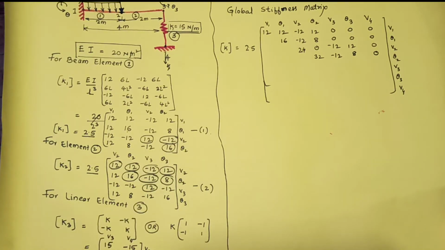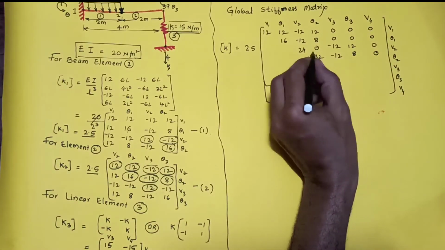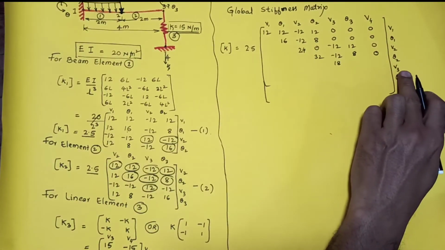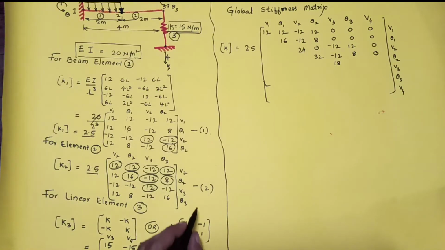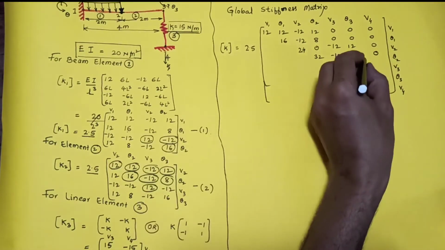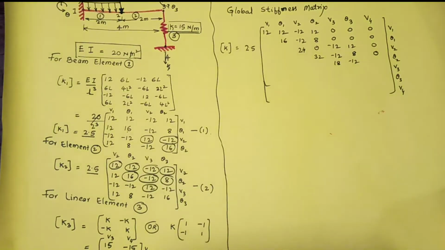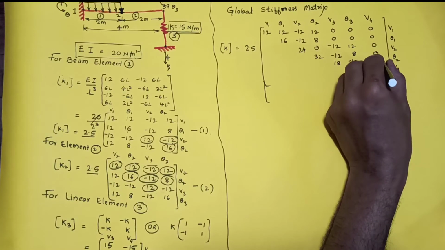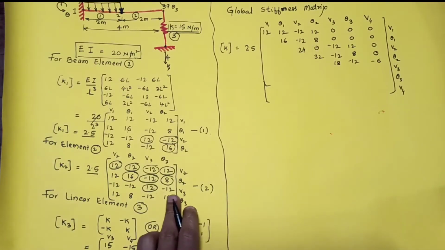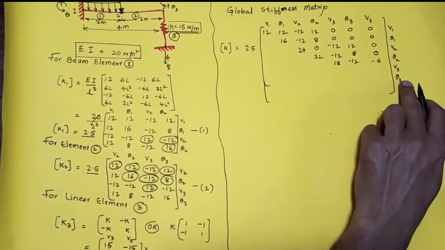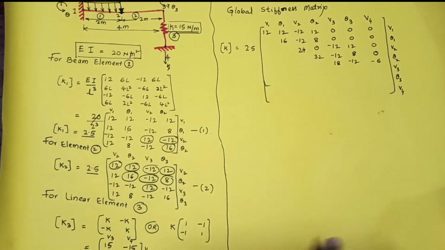Then again in the matrix 3 we are having V3 that is 6. So V3 12 plus 6, so it will be 18 now. V3 theta 3 minus 12, so minus 12 you have to write. V3 V4, that is minus 6. Now theta 3, it will be 16.